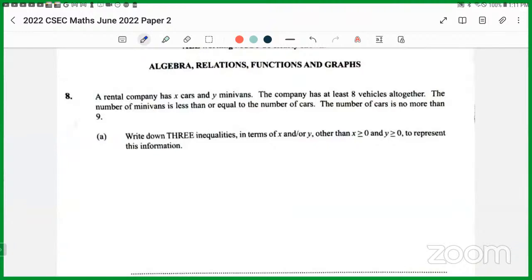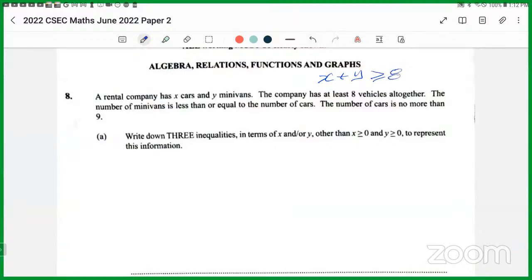It says a rental company has X cars and Y minivans. X is the number of cars, Y is the number of minivans. You don't know X and you don't know Y. The company has at least 8 vehicles altogether. The word vehicles is taken to mean the sum of the minivans and the cars. So X plus Y, which is the total, is at least 8. At least means greater than or equal to 8. That's one inequality.